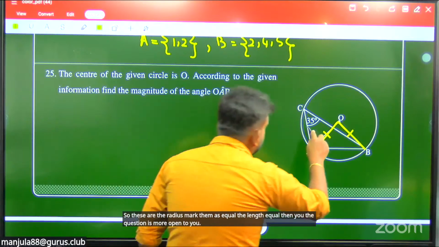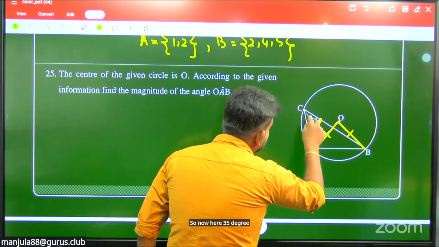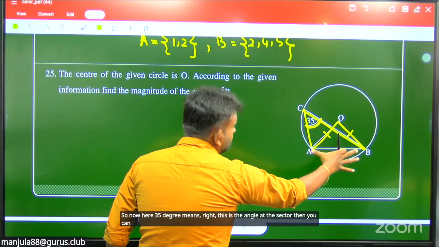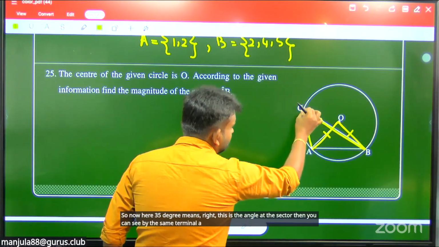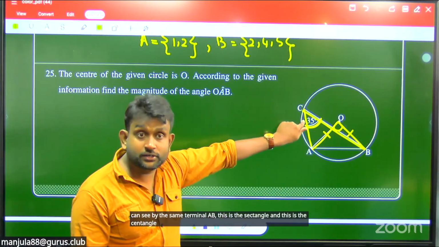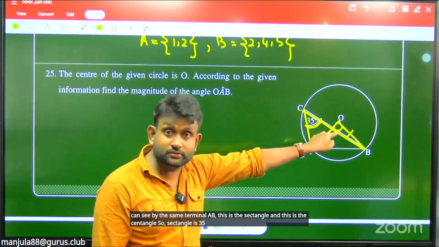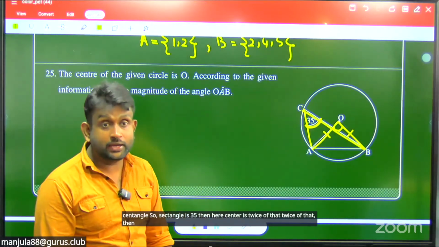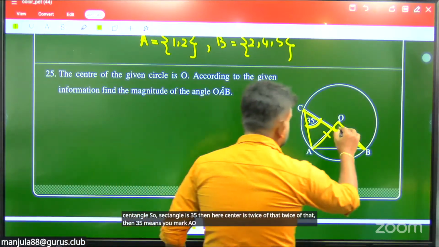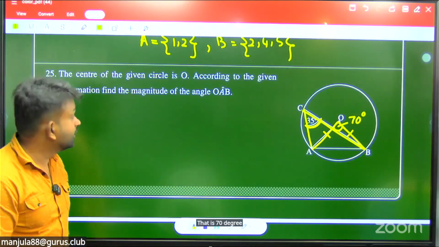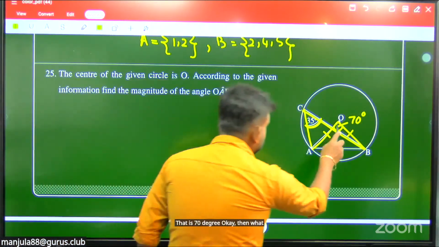So now here 35 degrees is the angle at the circumference. Then you can see by the same chord AB, this is the circumference angle and this is the center angle. So the circumference angle is 35, then the center angle is twice of that. So you mark AOB as 35 times 2, 70 degrees. But they're asking for OAB.